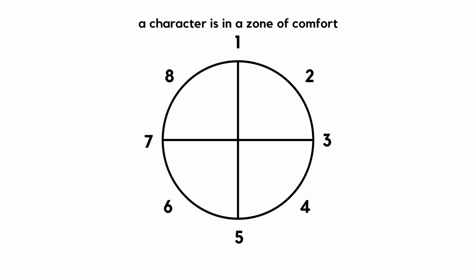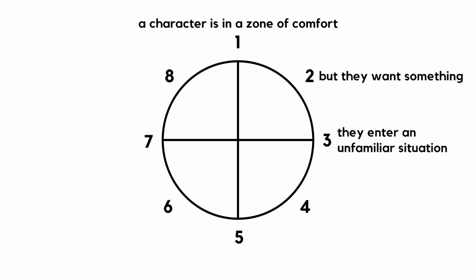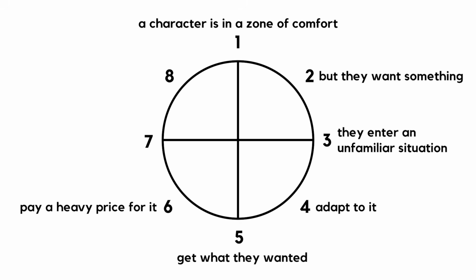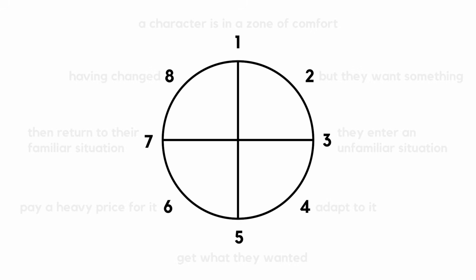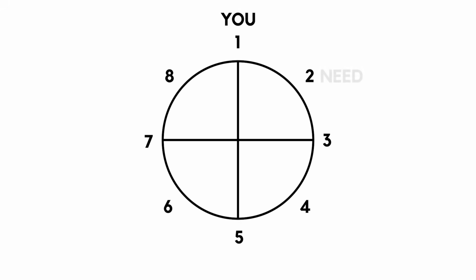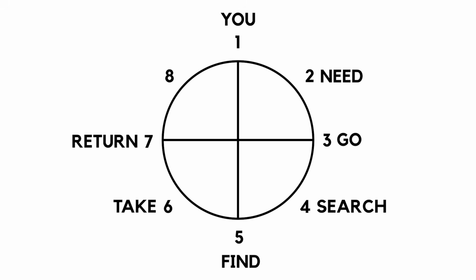A character is in a zone of comfort, but they want something. They enter an unfamiliar situation, adapt to it, get what they wanted, pay a heavy price for it, then return to their familiar situation, having changed. When we pull each of these points into a single word, we get this: you, need, go, search, find, take, return, and change. Let's look at an example.